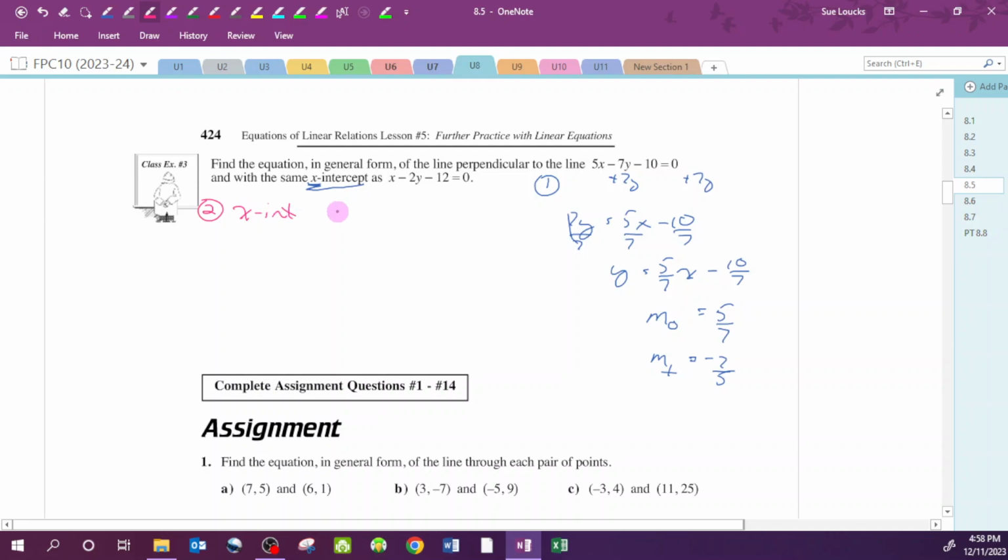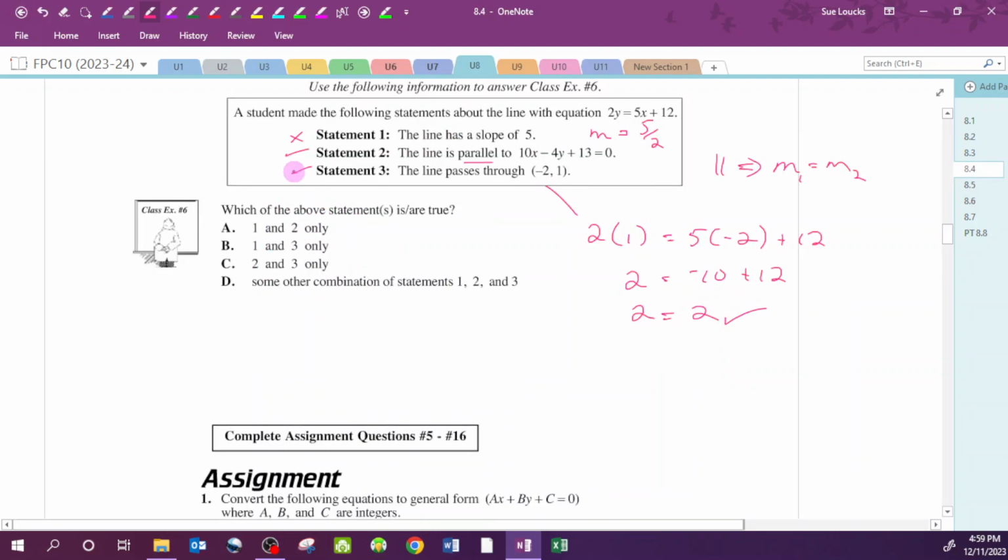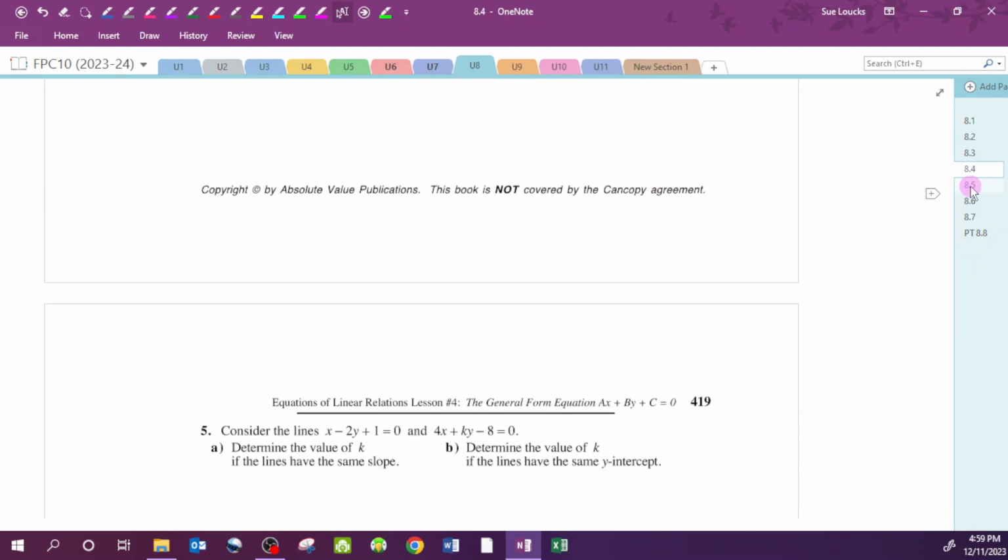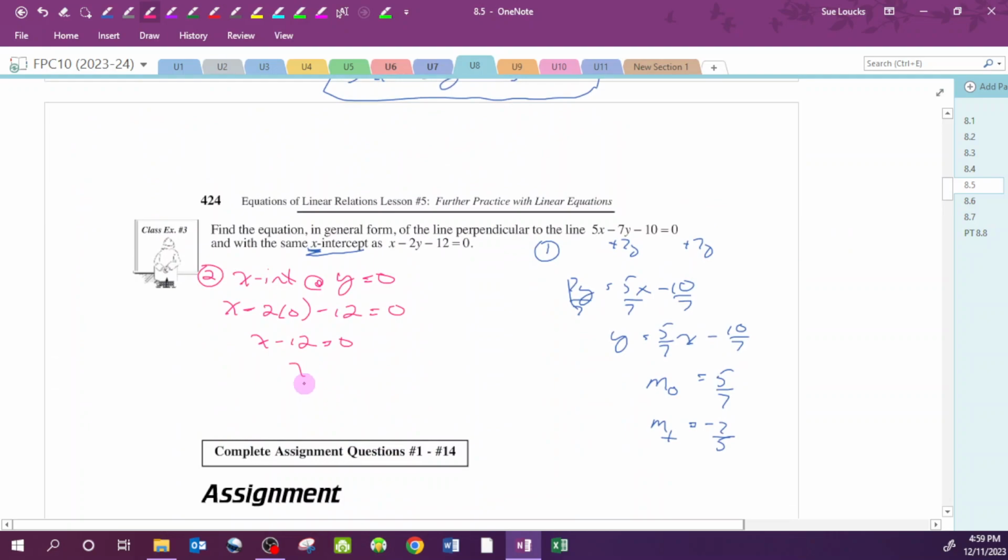My x-intercept happens at the point where y equals 0. So it's going to be x minus 2 times 0 minus 12 equals 0. So that's x minus 12 equals 0, which means x equals 12. Okay, I just want to erase that because I'm going to write that over here. So this gives me x equals 12, which gives me the point 12, 0. Okay, remember your x and y intercepts are always points. One of the values is 0, so just pay attention to that. Don't freak out if you don't have a point, because that's the point you're given.